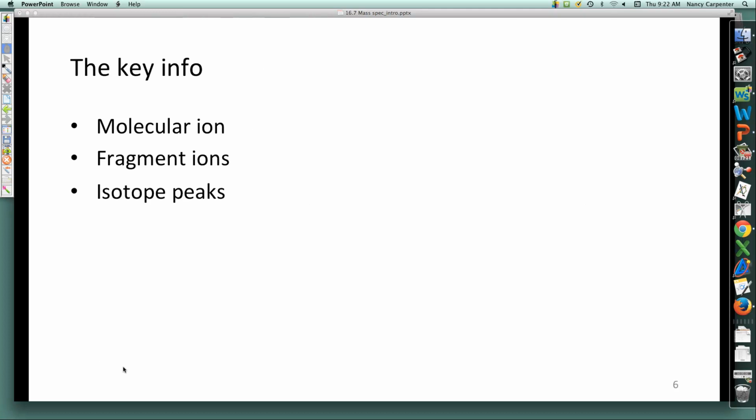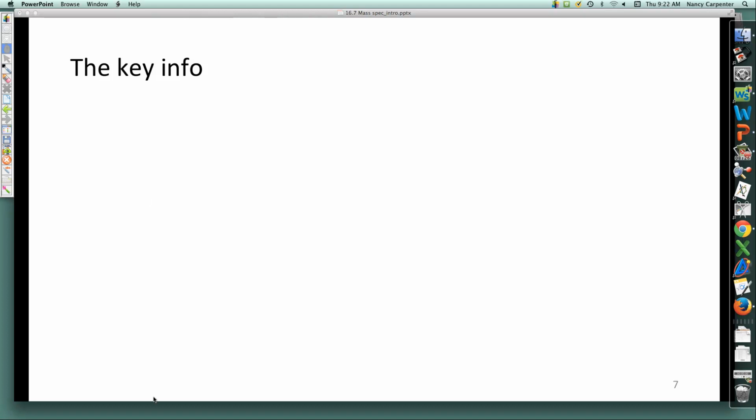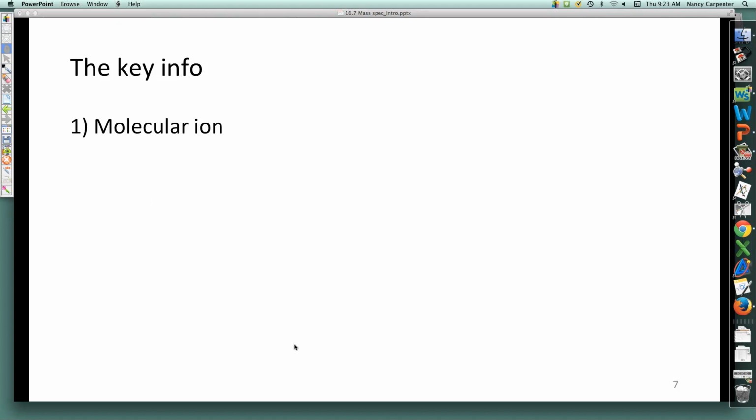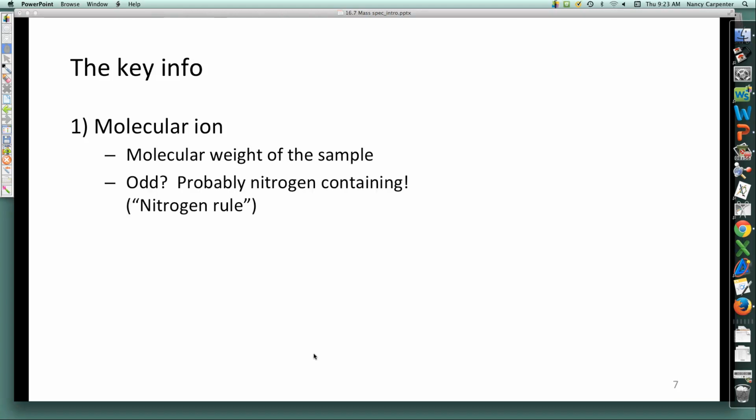The key information that you'll get out of a mass spectrum is the molecular ion, which tells you the molecular weight. The fragment ions, like I said, we'll be talking about within chapter 2. That can give us some important structural information. And the isotope peaks. So, molecular ion. The trick with the molecular ion is that it's not always real obvious which one it is. If we can figure it out, then it's really great because it tells us the molecular weight of the sample, which is something that neither IR nor NMR can do at all.